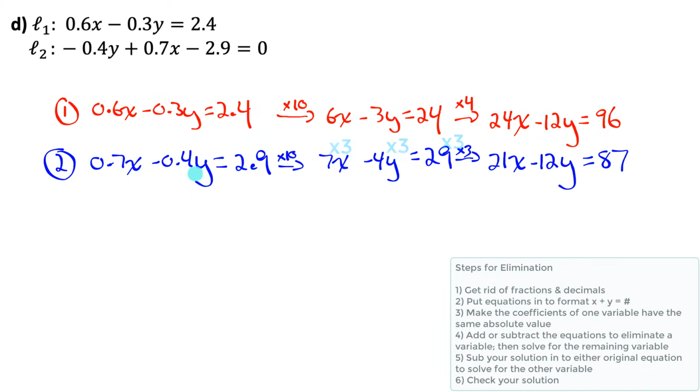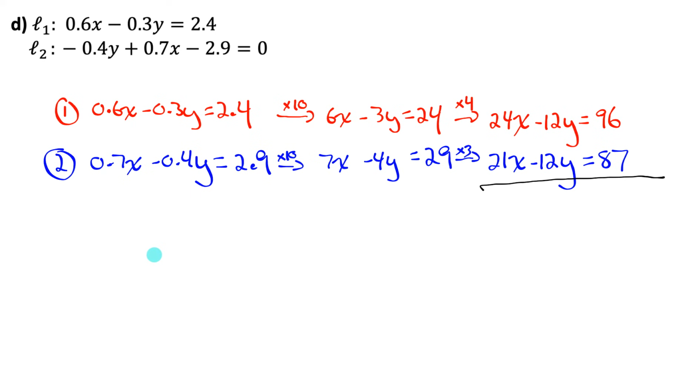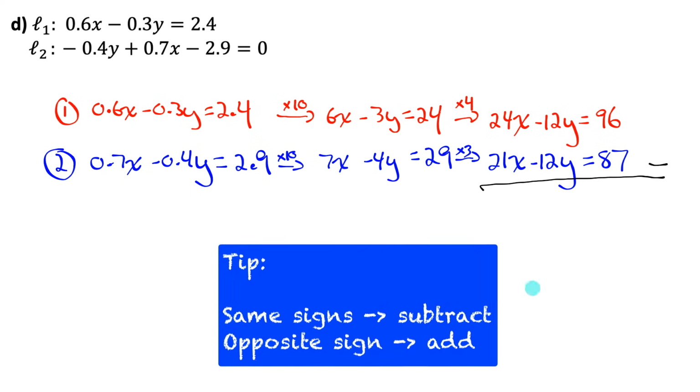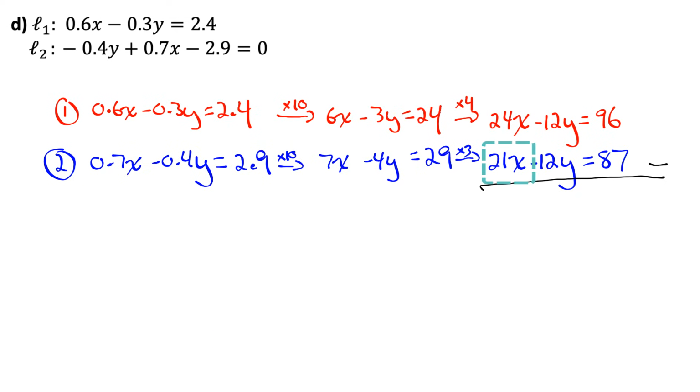And now I need to decide, would subtracting or adding these two equations eliminate the variable y? Since the coefficients have the same absolute value and once again the same sign, when they're the same sign, we subtract. So when I subtract the like terms in the columns, 24x minus 21x is going to give me 3x. Negative 12y subtract negative 12y is going to give me 0y. The y has been eliminated. And 96 minus 87 is 9. Divide the 3 over, x equals 9 over 3, which is 3.